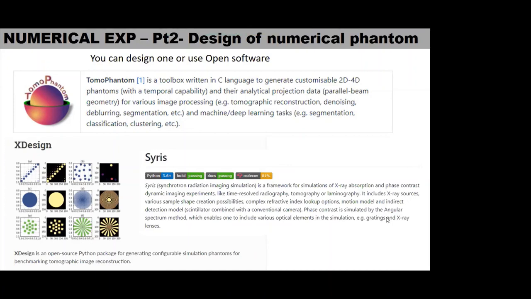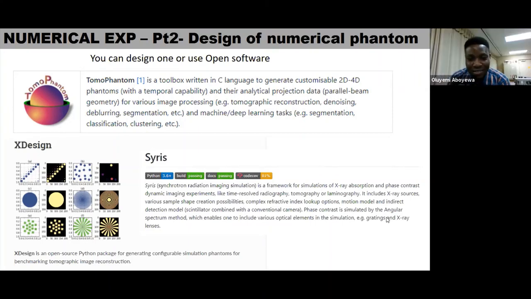I think we should go ahead. I think we're done. There was a question that says, can we get the link to the online software for practice? It's an open software. If we search for the name TomoPhantom, XDesign, or Sirf, we're going to see it, and there's a lot of them. All these have different coding platforms like C++, MATLAB, Python that they are built with. So whichever one we are comfortable with, we can use it.